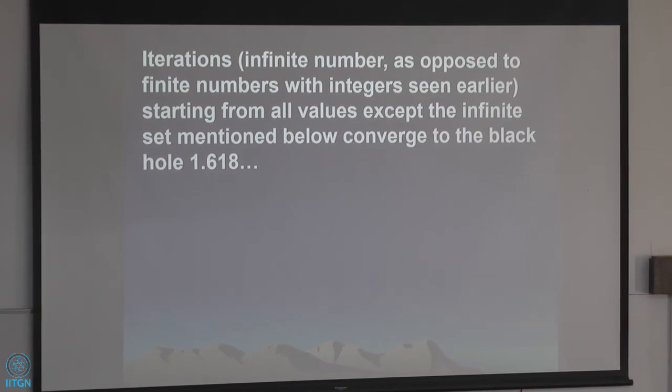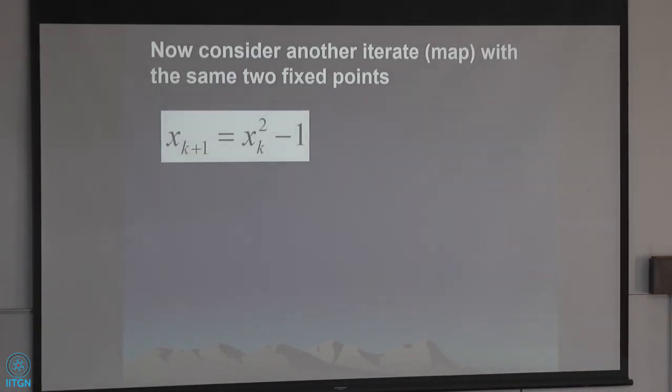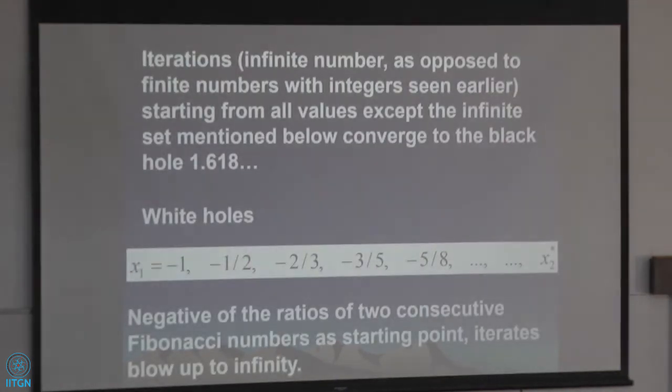So, whatever start value you take, you will always end up at this 1.618, except these points. Because if you start with -1, then the first iteration will give you 1 plus -1, which is 0, and 0 is not allowed, it will blow up. So, if you start with -half, you will get -1, then it will blow up. So, from all this infinite set of points, it will blow up, it will not go to the fixed point.